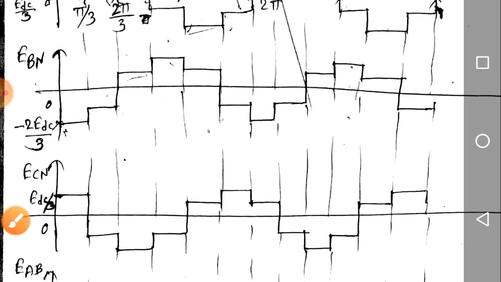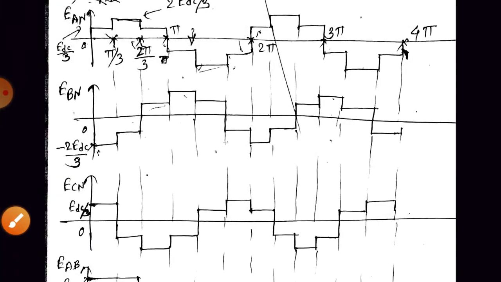Similarly, for each interval we can draw the equivalent circuit. We need to check the operation table, and after that check which switches will be in the on state. After that, we need to decide where phase A is connected, where phase B is connected, where phase C is connected. After that, we need to draw the equivalent circuit, and after drawing the equivalent circuit, by using network theory we need to find the values of Van, Vbn, Vcn, and draw the waveforms.